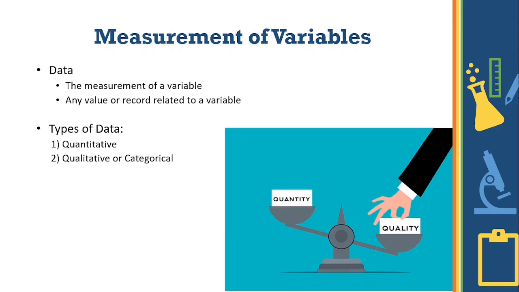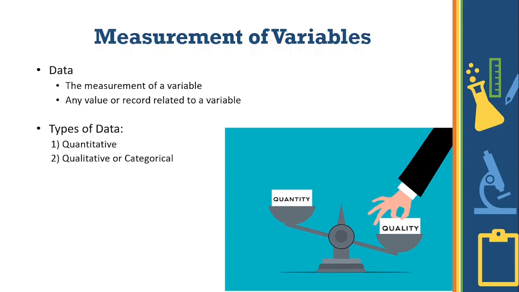Now, let's move on to data. Data is the measurement of a variable. Data is pretty much any value or record related to a variable. I know the word data is often used in the field of data analytics and statistics, but it's also used in other contexts and fields, with the same implication: it represents a record or a value that explains or introduces a variable.